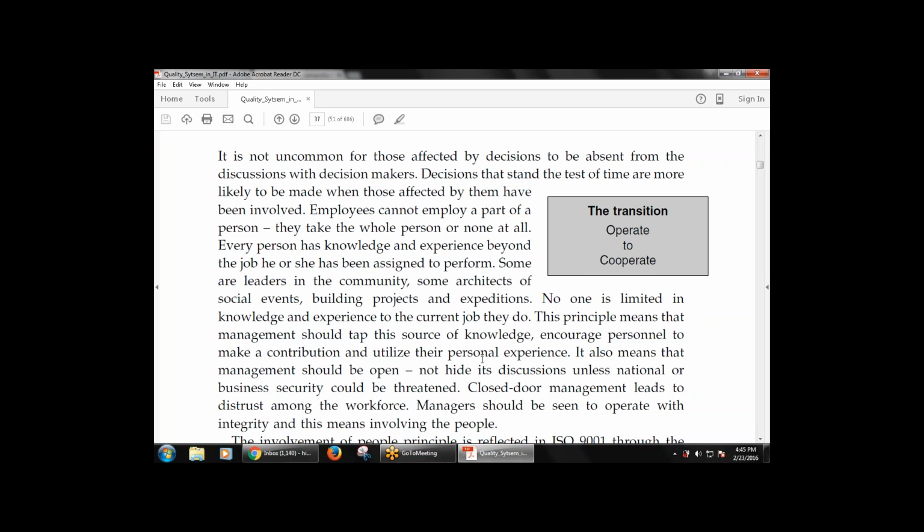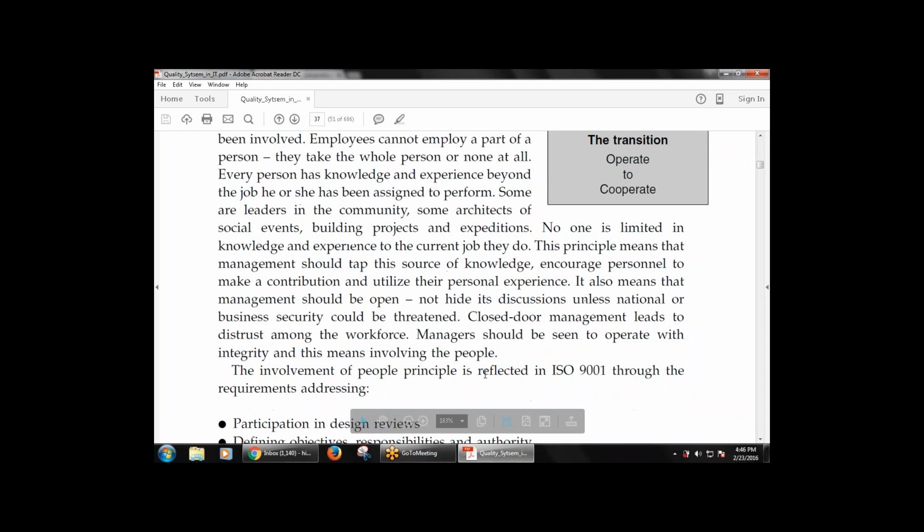This principle means that management should tap this source of knowledge, encourage personnel to make a contribution, and realize their personal experience. It also means that management should be open and not hide discussions, unless national or business security could be threatened. Discussions should be open to everyone, and closed-door management leads to disturbance among the workforce.